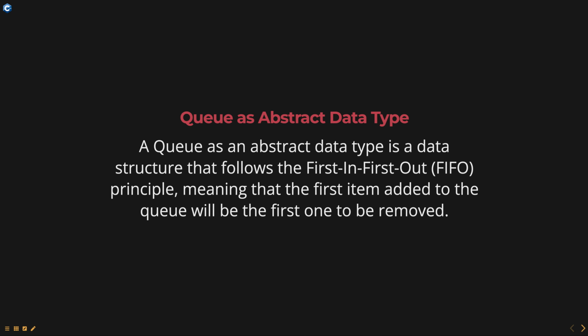Hello everyone. Today we are going to talk about queue as abstract data type, part of data structures using C++ course. A queue as an abstract data type is a data structure that follows the first in, first out principle, that is FIFO, meaning that the first item added to the queue will be the first one to be removed.